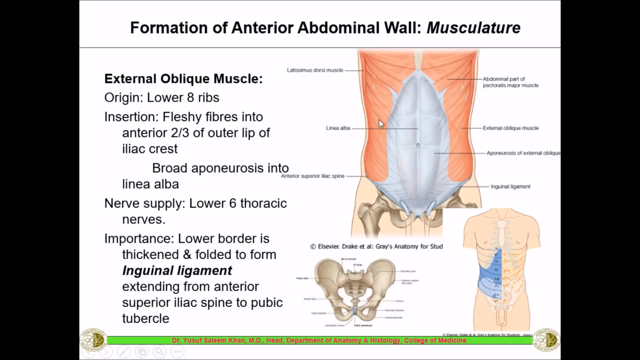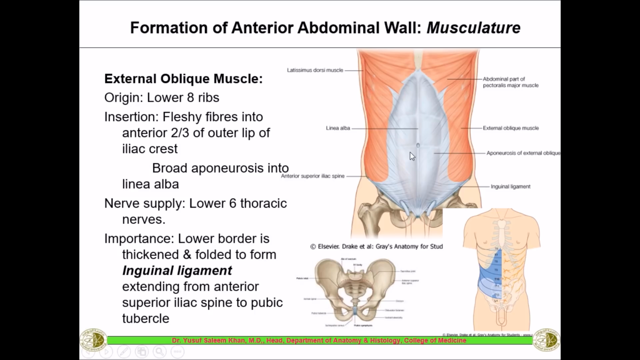As the name indicates, it is externally present deep to the skin and the superficial fascia. Then it is obliquely placed. So what is the origin of this muscle as well as insertion? The origin of this muscle is from the lower 8 ribs. So that is the 5th, 6th, 7th, 8th, 9th, 10th, 11th and 12th ribs. So this will be the origin of this muscle. You can see here, it is taking origin from the lower 8 ribs.